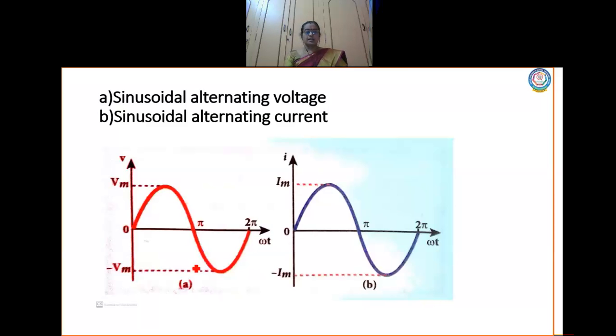Now when I draw a graph, this is a sine wave, and the voltage that is produced is called a sinusoidal alternating voltage. So this is the voltage graph. This sine wave, in red color, is the alternating voltage sine curve.